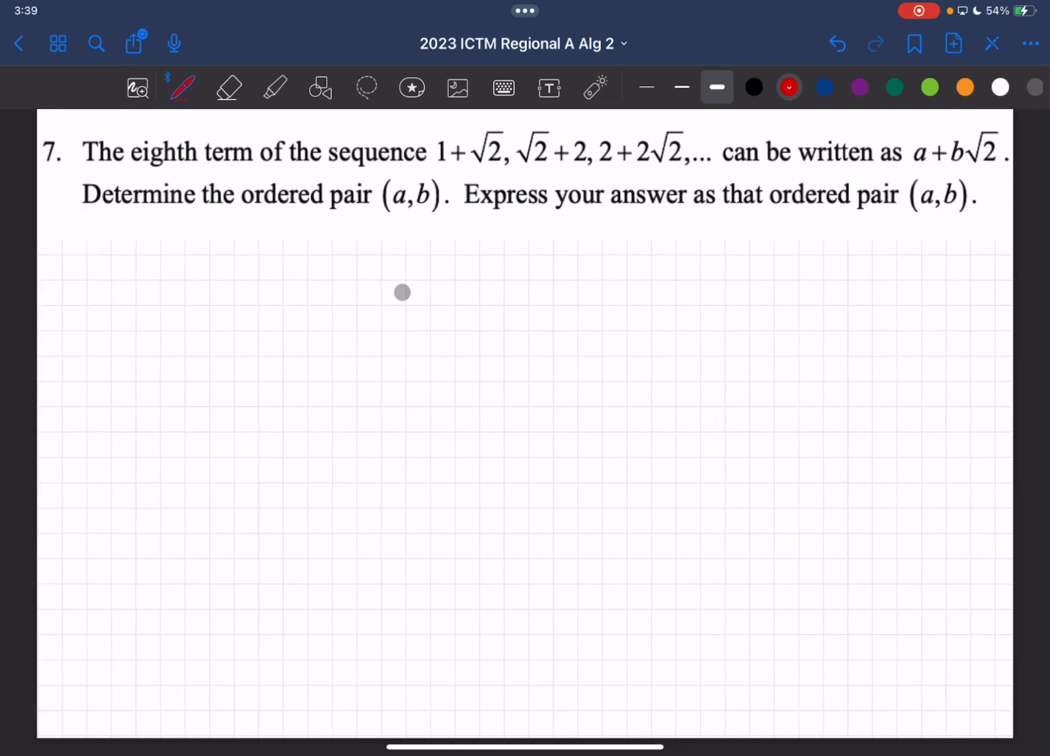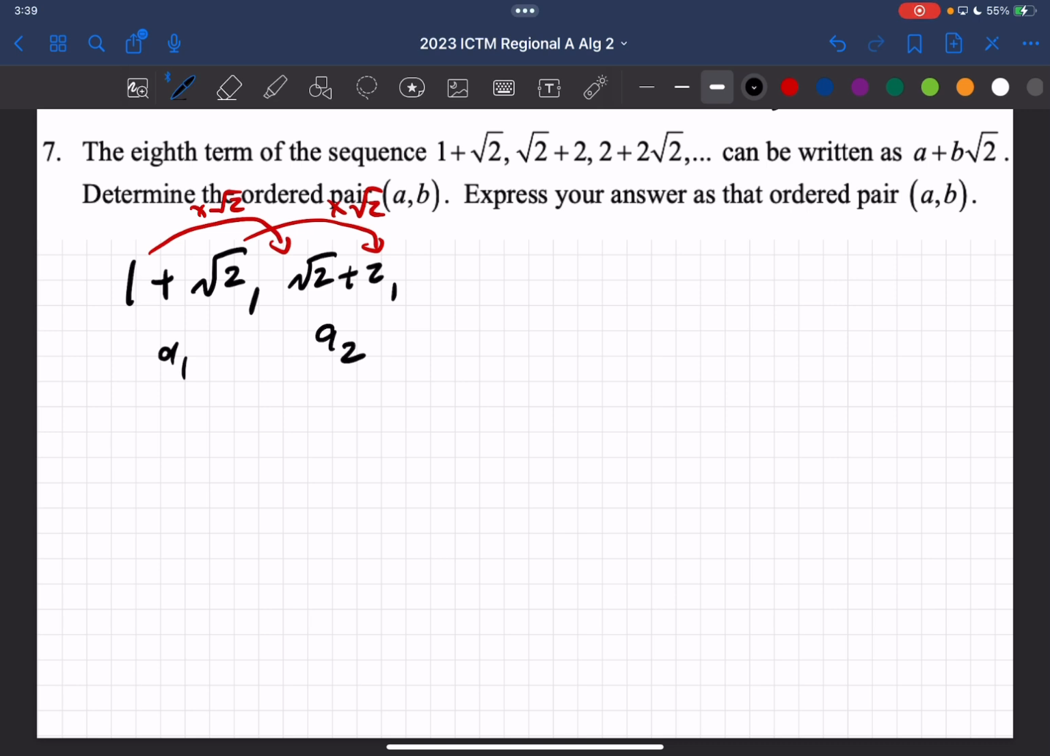All right, number 7. The 8th term of this sequence can be written as a plus b square root of 2. So we want to determine the ordered pair. Now this one actually has 2 answers because some people realize that this could be a geometric sequence. So you start with the first term, 1 plus square root of 2. And then the second term is square root of 2 plus 2. You get that by multiplying by square root of 2 to get the second term. And then if you do it again, you get 2 plus 2 square root of 2.